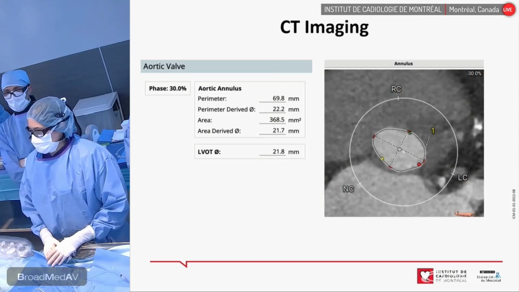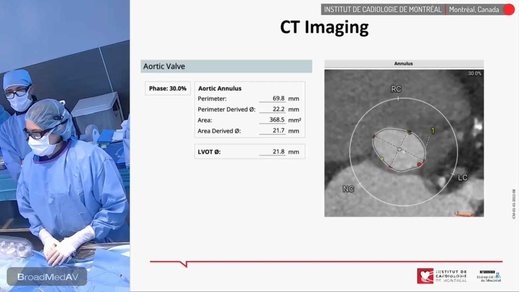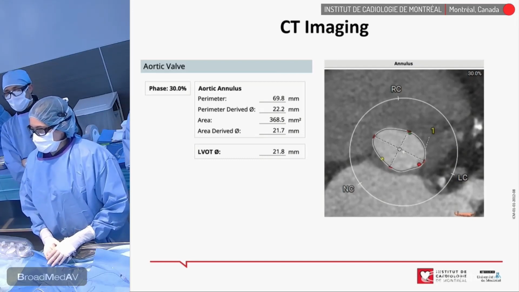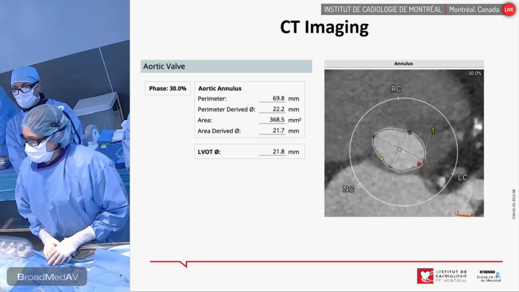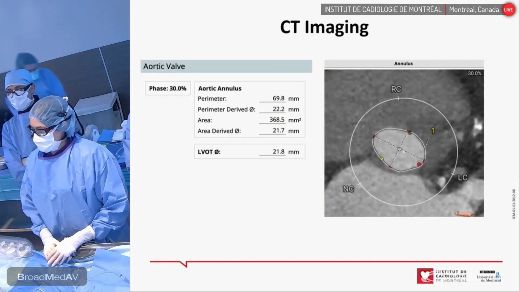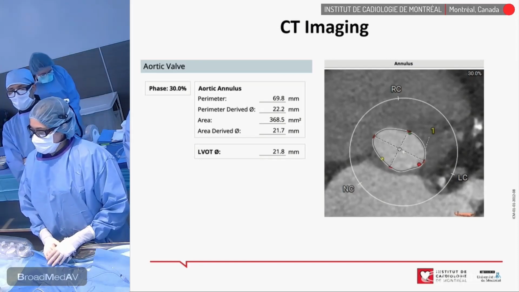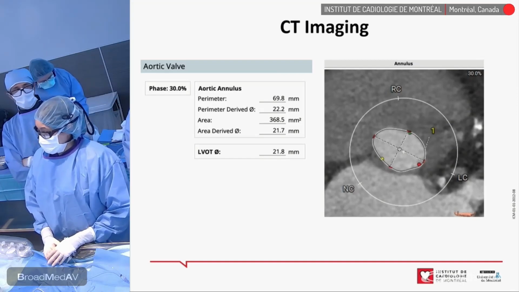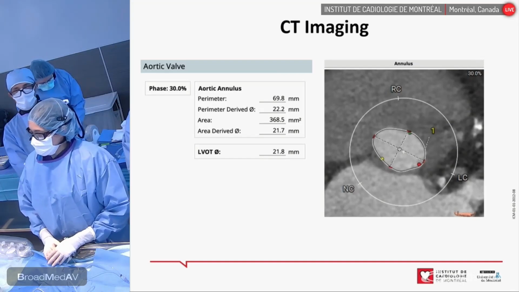So she had a CT scan which showed a perimeter of the aortic annulus of 69, almost 70, with an area measured at 368 millimeters squared, LVOT of 21.8. You can see the annulus itself is not calcified. Next slide.